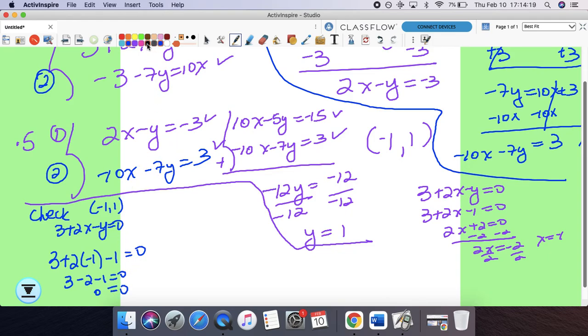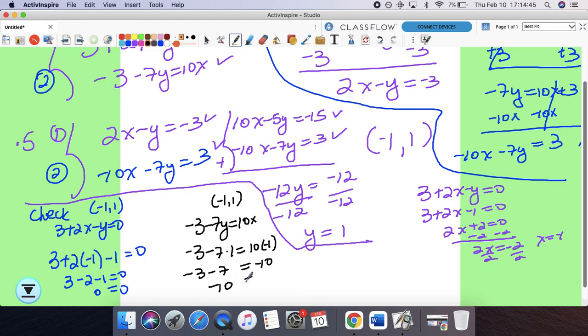Equation 2, change colors here. I'm going to use this one. Negative 3 minus 7y equals 10x. And I'm going to use the point negative 1 and 1 to see if it works. So negative 3 minus 7 times 1 equals 10 times negative 1. Negative 3 minus 7 combined gives me negative 10. 10 times negative 1 is negative 10. And you see that both sides equal each other.